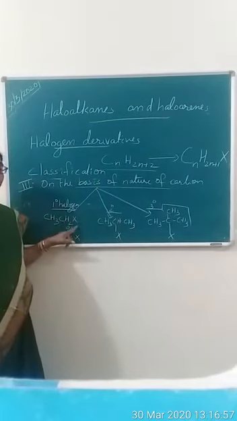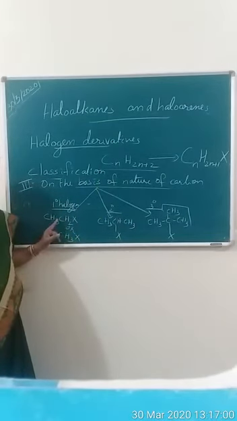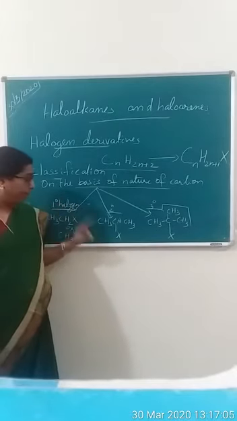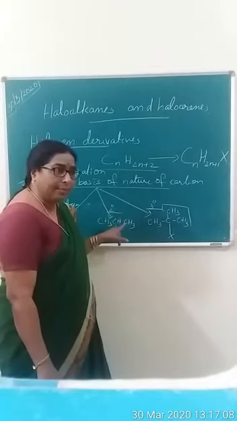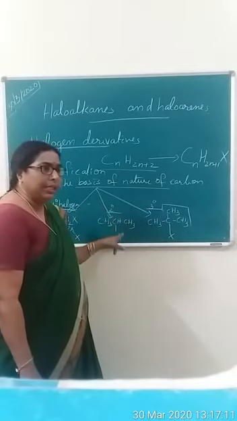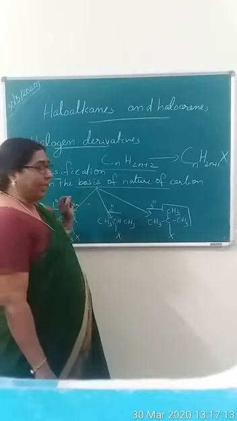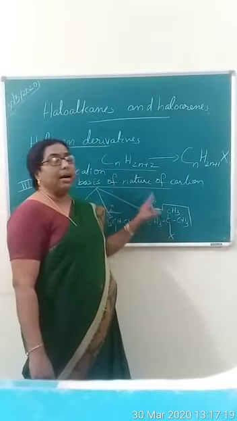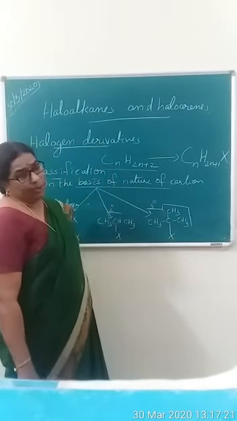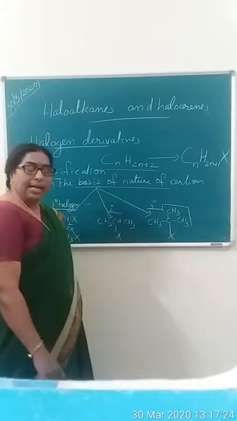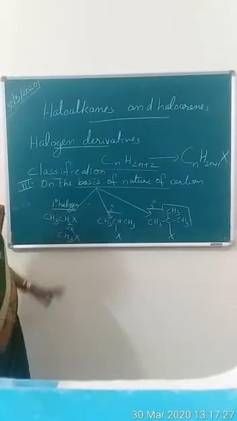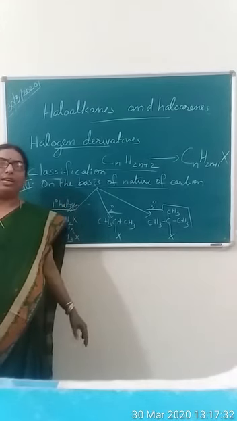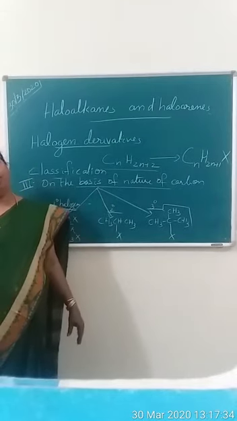If a halogen atom is attached to a primary carbon, that is the carbon which is attached to one other or no other carbon, it is termed as primary halogen derivative. If halogen is attached to a secondary carbon, that is the carbon which is attached to two other carbons, it is termed as secondary halogen derivative. And if the halogen is attached to three other carbons, that is the tertiary carbon, then it is termed as tertiary halogen derivative. Is it clear, children? That is about the classification of halogen derivatives on different bases. So today let us wind up this class, and next class we will be explaining about nomenclature of halogen derivatives.